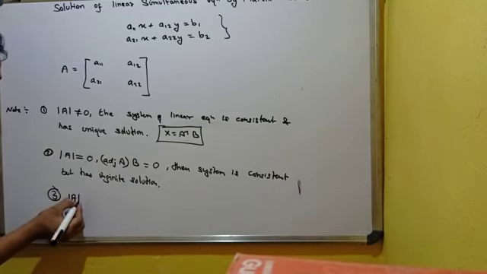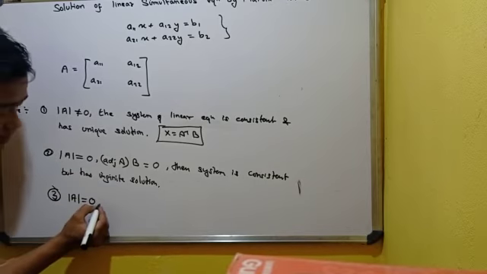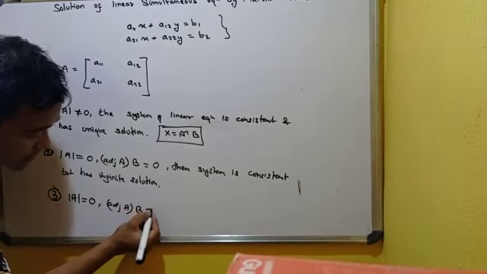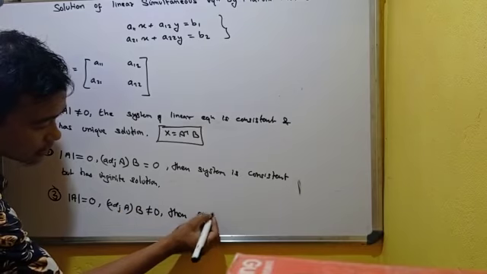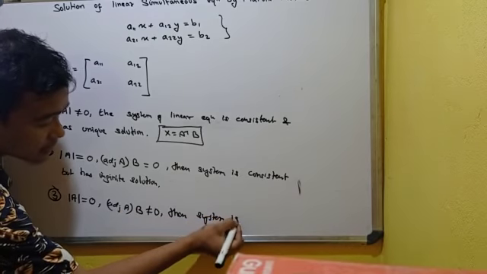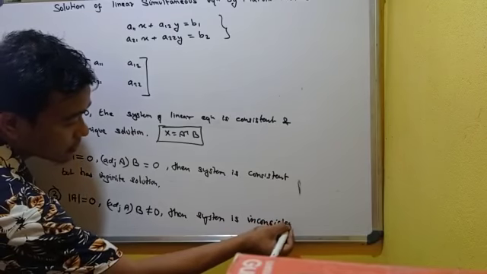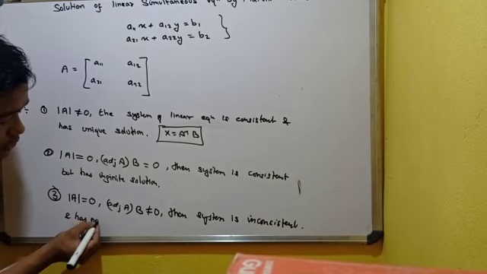Now in the third case, if the determinant of A is 0 but adjoint of A into B is not equal to 0, then the system is inconsistent and has no solution.